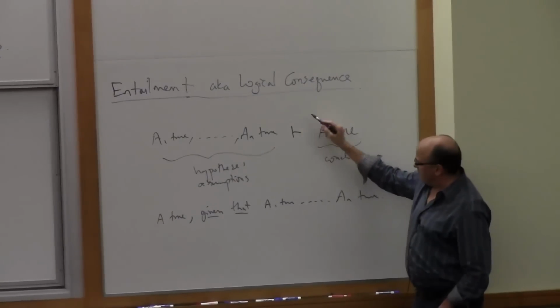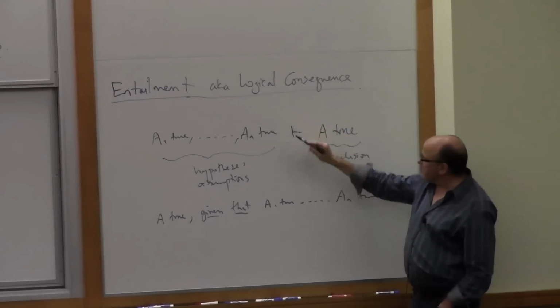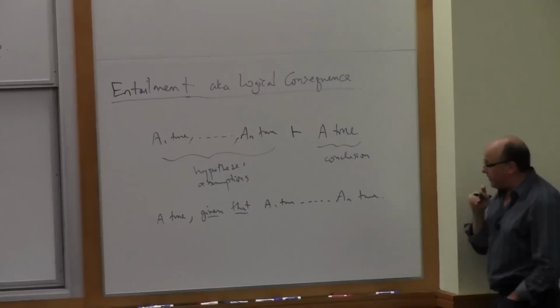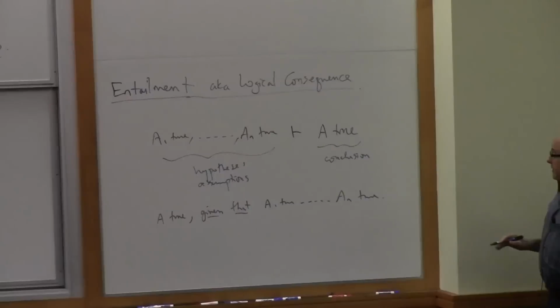For those of you who are not familiar, that's called a turnstile. That notation goes back to Frege in the late 19th century. Okay, so this is the idea. So what we have is this idea of logical entailment.